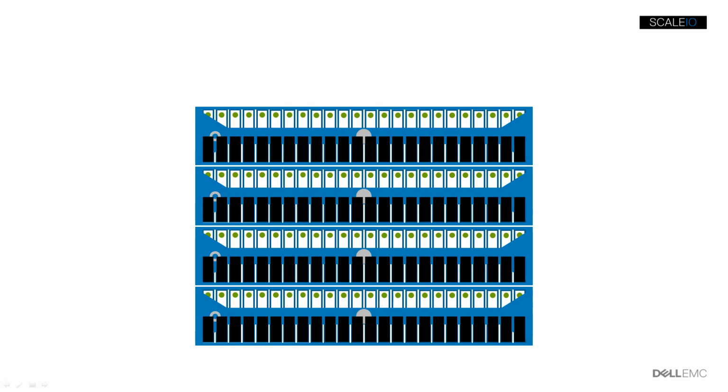As additional nodes are added and their drives are added to the storage pool, the system can recover from failures more rapidly, as there is proportionally less data to reconstruct if a node or drive is lost, and there will be more nodes working in parallel to reestablish data protection.